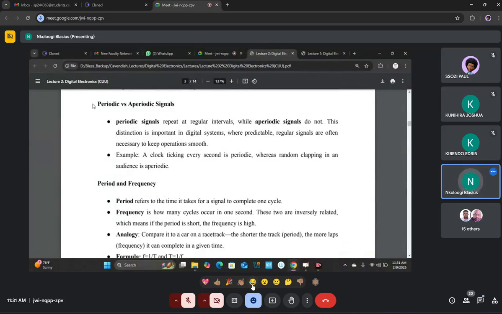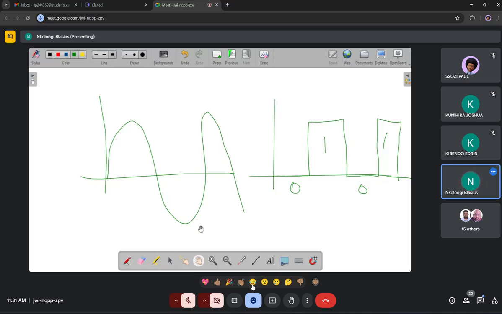Now, there is what we call periodic and aperiodic signals. Aperiodic signals are those signals that are not regular. They are irregular, and it means that they cannot repeat each other. Let me show an example here.